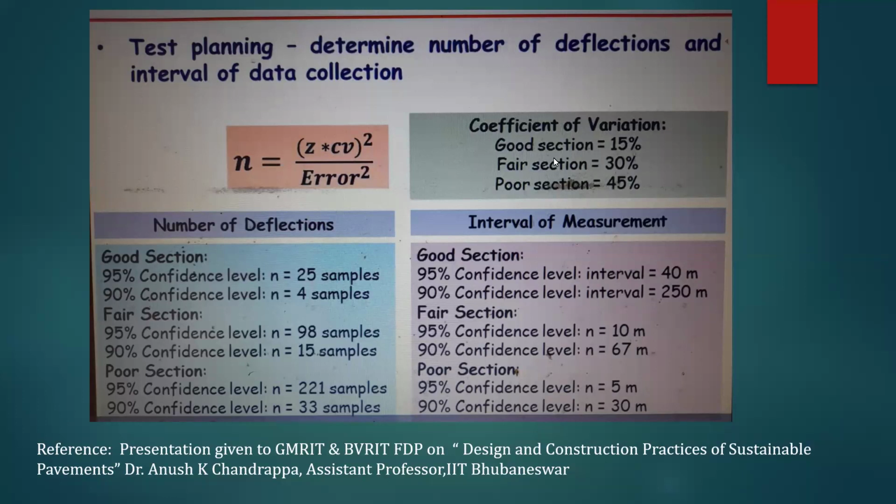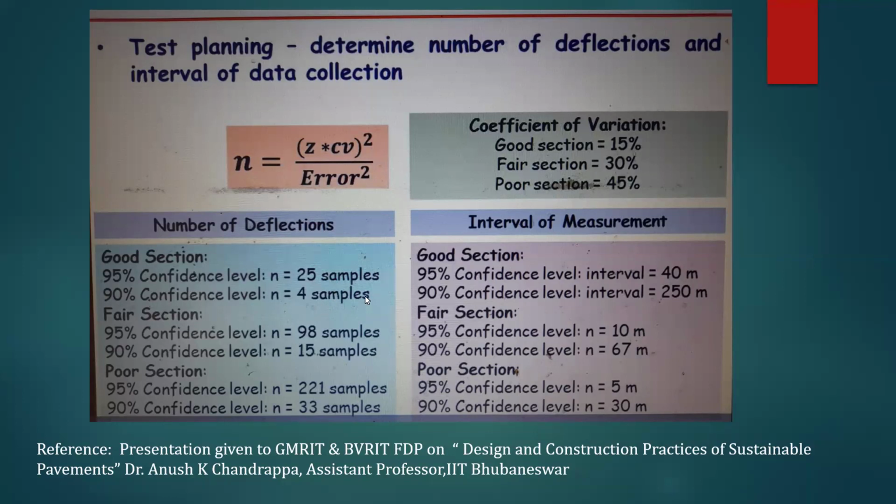So generally for a good section we will take the coefficient of variation as 15%, for a fair section 30%, and for a poor section 45%. And based on 95% confidence interval in the case of a good section, basically per 1 kilometer how many samples you have to collect using falling weight deflectometer, you can go ahead with 25 samples here. Similarly, for 90% confidence interval, how many samples have to be taken and all that.